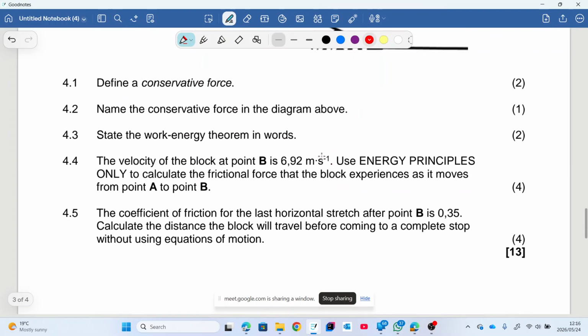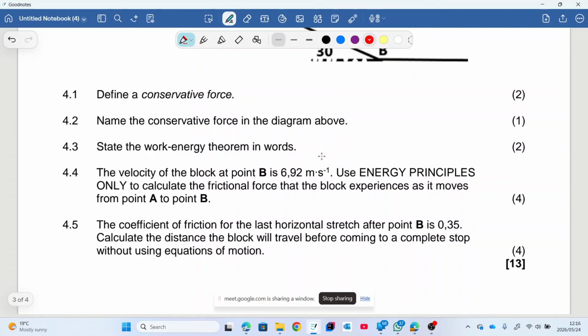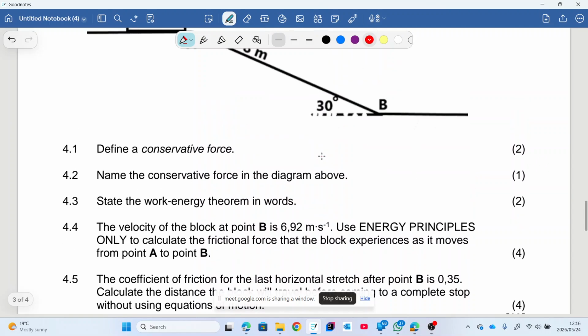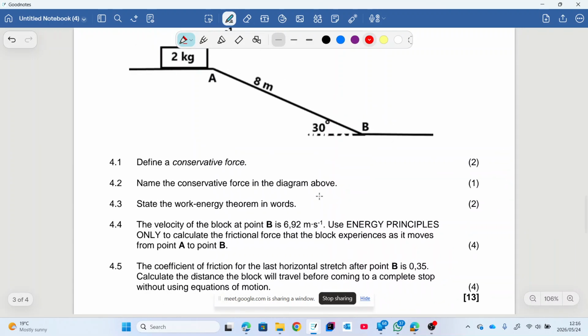Now let's check again. Are there any other types of conservative forces, or friction, yes. Under conservative or non-conservative, which one do you want? Okay, let's stick to conservative. Okay, it's fine. I can give you both, by the way, so that you are on the safe side.